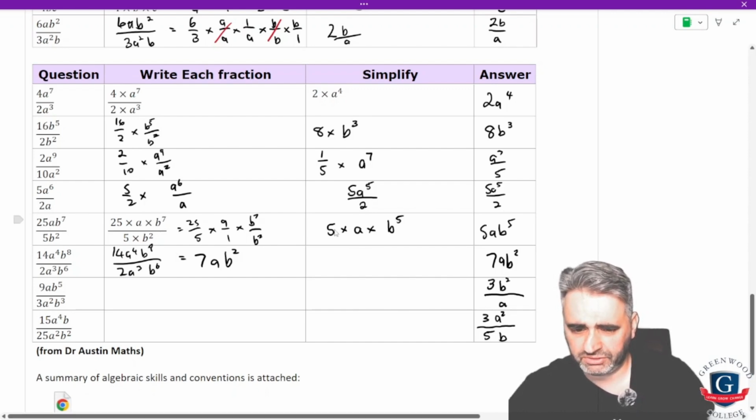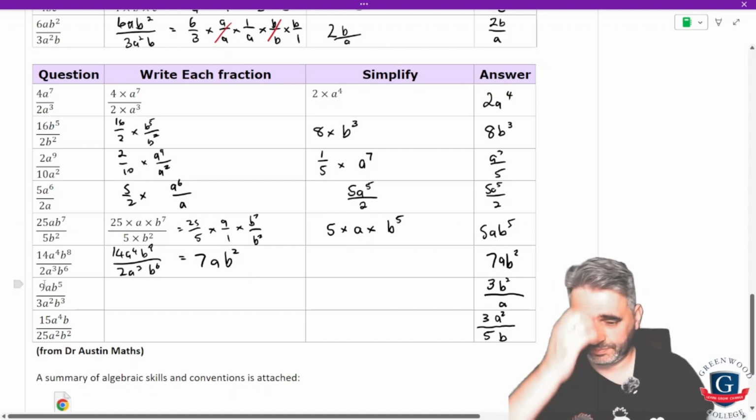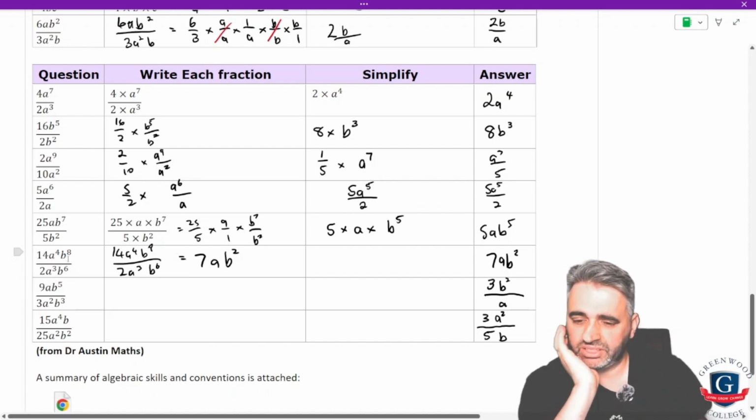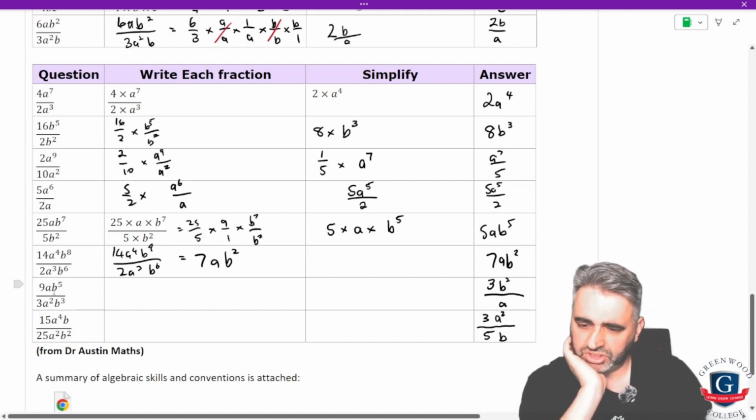25 on 5 is 5, there it is there. There's no a's on the bottom, so this a on top will stay there. b to the 7 on b squared, that'll end up with b to the 5 on the top, so 5ab to the 5th. 14 on 2 will be 7, a to the 4 on a to the 3 will leave an a on the top, b to the 8 on b to the 6 will leave b squared on the top. We'll end up with 7ab squared. 9 on 3 is 3, a on a squared will have an a on the bottom, b to the 5 on b to the 3 will have b squared on the top, 3b squared on a, there it is there.